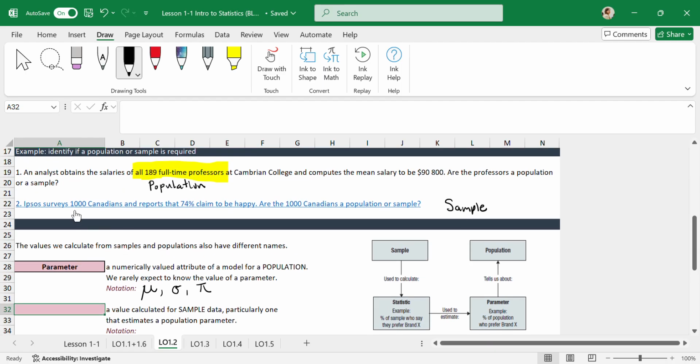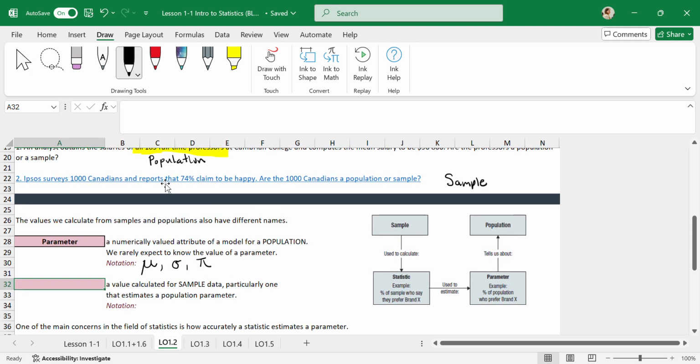When you only have a sample, like the 1,000 Canadians out of all the people in Canada, and 74% claim to be happy, that 74% is called a statistic because the name statistic is for values that are calculated from a sample. To tell statistics apart from parameters, they actually use regular letters like X or S or P to represent the values from the sample.